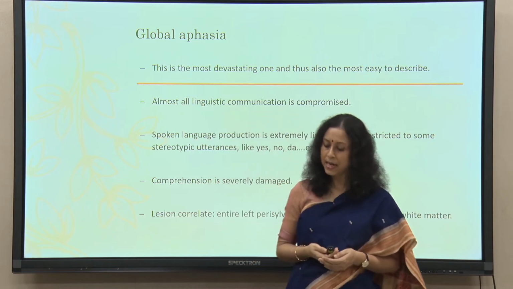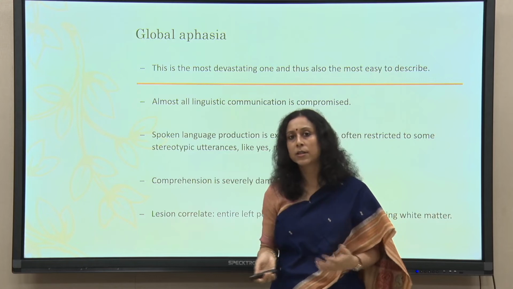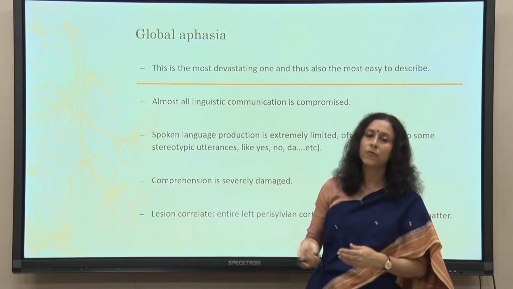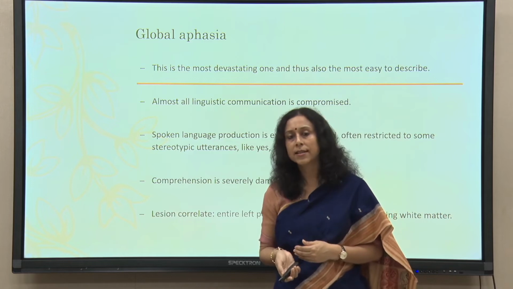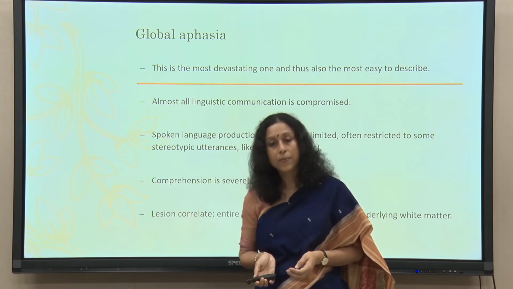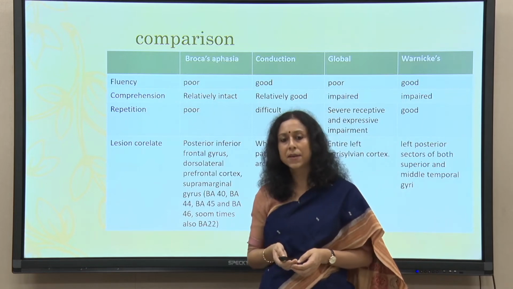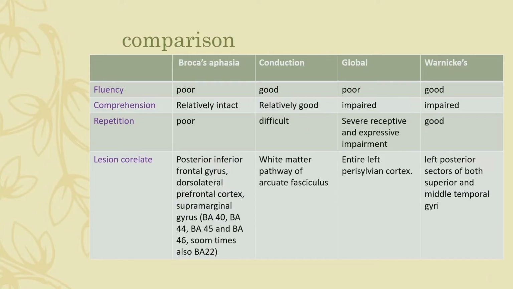Comprehension is also severely damaged, and the lesion correlate generally shows the entire left perisylvian cortex and the underlying white matter. So, it is a rather broad area that gets affected, and as a result we see that global aphasics have severe difficulty in comprehension, repetition, and production. So, this is a comparison across the 4 types, and you can see various kinds of tasks like fluency, comprehension, repetition and their neural correlates.